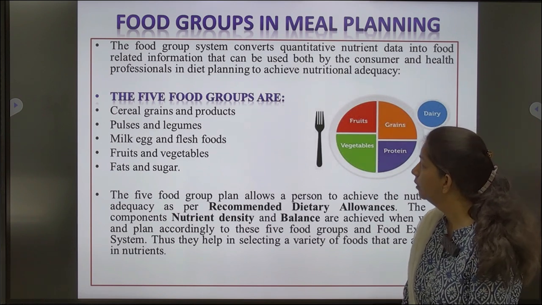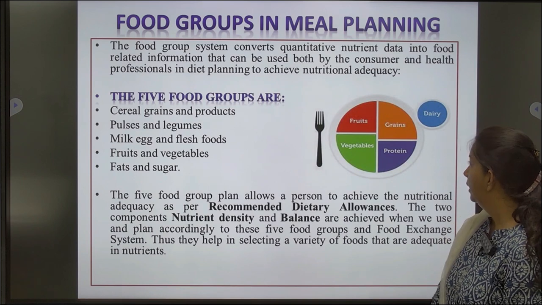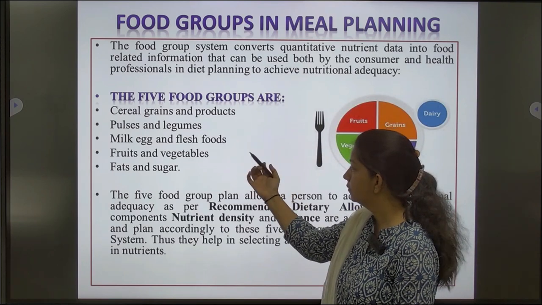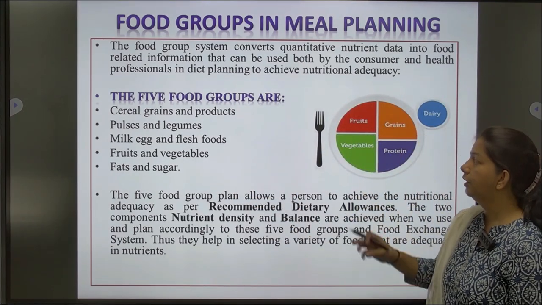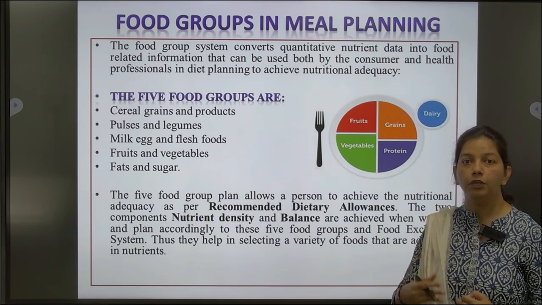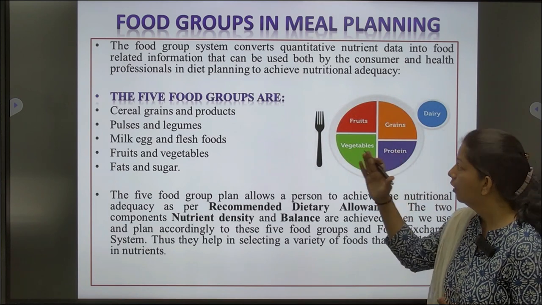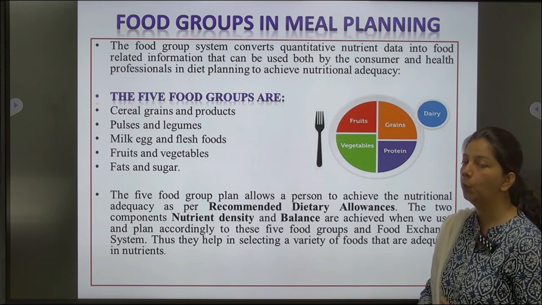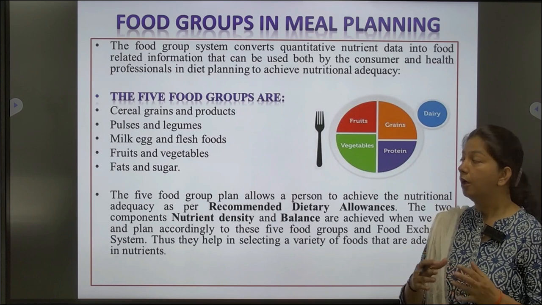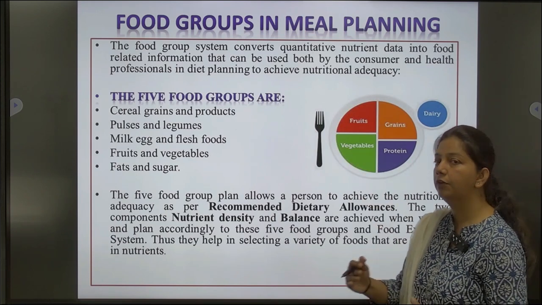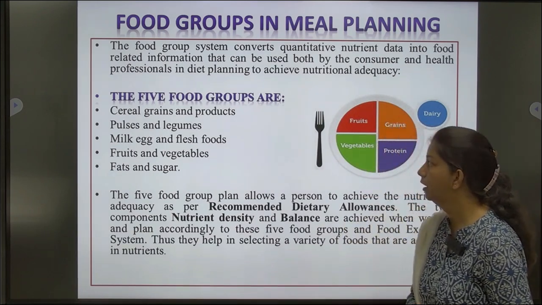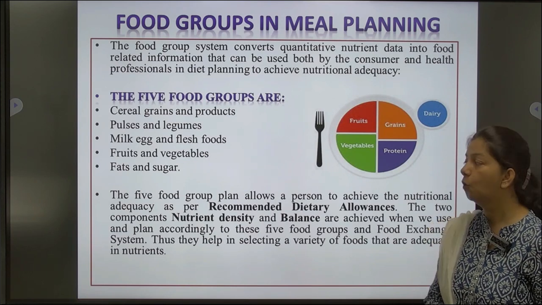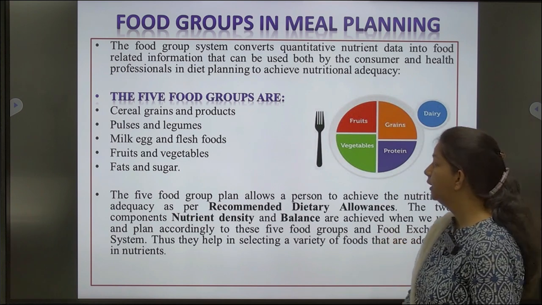Then the five food groups that we have to consider while planning a meal are grains and grain products, pulses and legumes, milk and milk products, fruits and vegetables, and fats and sugar. Different foods will give you different nutrient values. So we have to consider all food groups while planning a meal, and we have to keep changing within the food groups as well. Like one day we take one item of cereals, another day we take from the other cereals. Keeping on changing gives you variety, and it also increases the nutrient density of your overall meal.